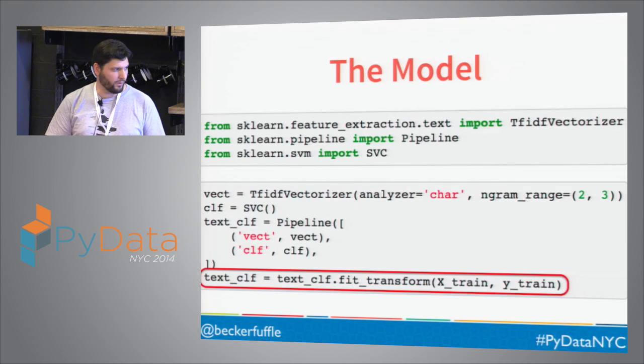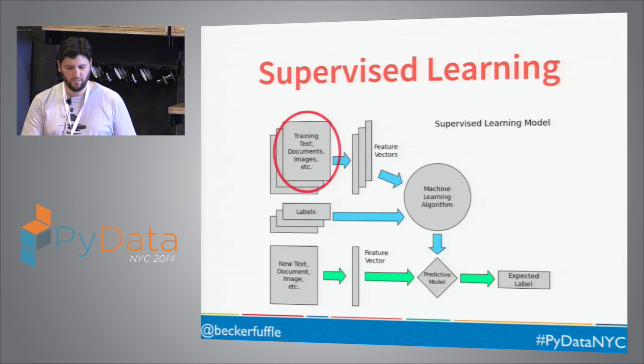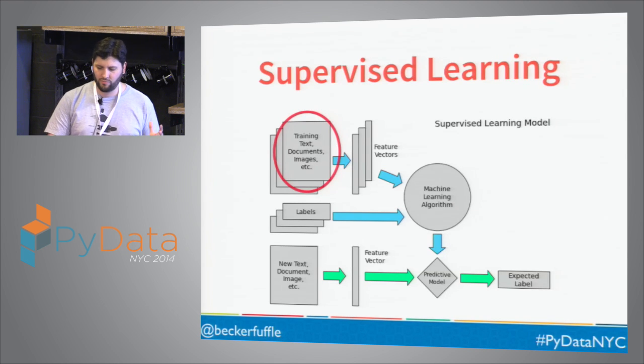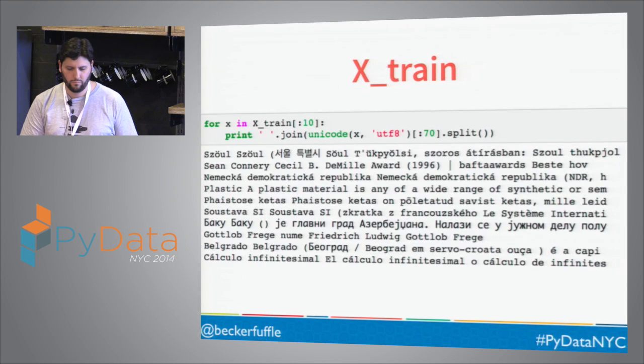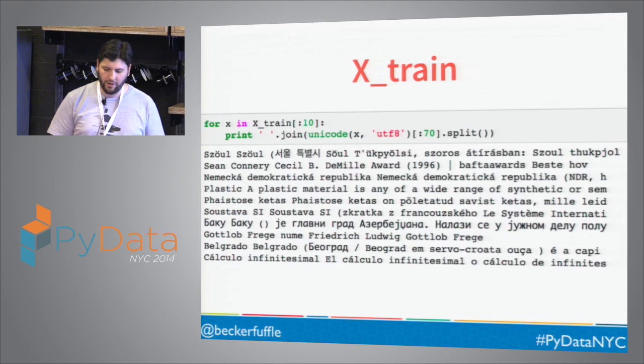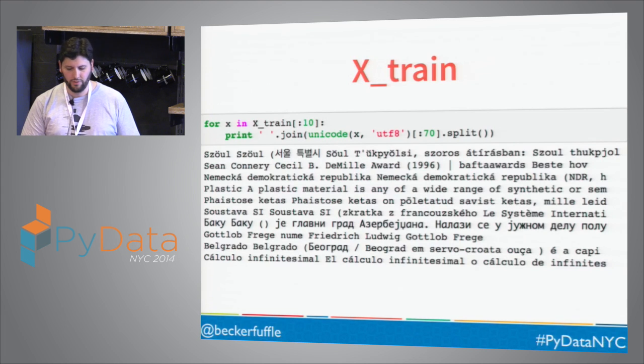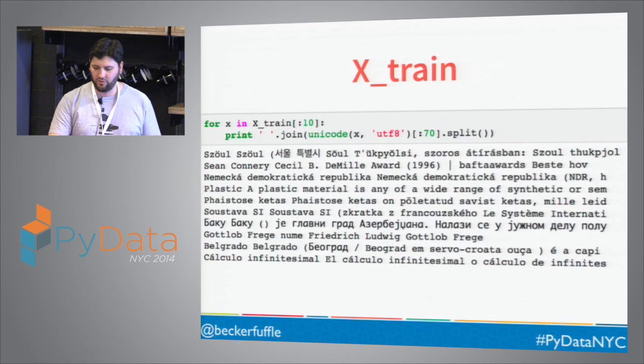Let's look a little closer at these X-train and Y-train that we're passing in. Going back to our previous diagram, X-train is the portion of my data that I set aside for training, and it's an array of text from our Wikipedia articles. Besides stripping out the wiki markup, I didn't do anything else to prepare the data. Again, the vectorizer handles converting the text to the numerical form that's required by the SVC algorithm.